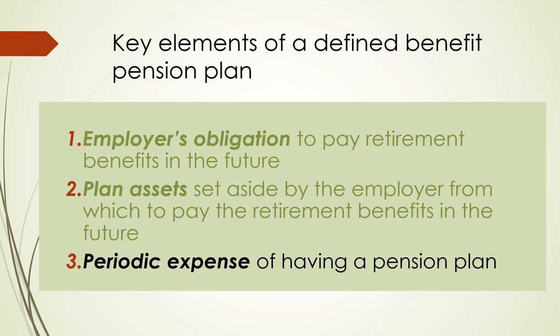Now, there are 3 elements associated with a pension plan. There is the employer's obligation to pay retirement benefits in the future. This is the liability itself. And then plan assets are set aside by an employer from which to pay the retirement benefits in the future. So this is an asset where they set aside funds and property in order to cover these future expenses. And then associated with these is the periodic expense of having a pension plan, and that's what we're going to focus on in this presentation.